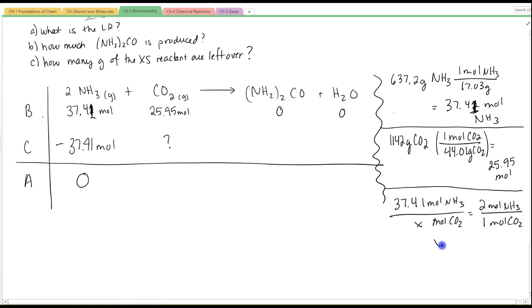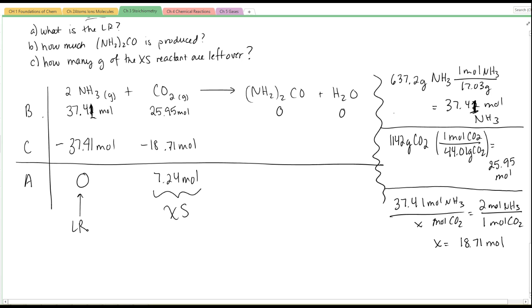When I do that calculation, rearranging, solving for X, I get 18.71 moles. So what that means is that I have used 18.71 moles of carbon dioxide. Subtracting 25.95 minus 18.7, I get that I have 7.24 moles left over. That means this is my excess reactant, and this is my limiting reactant.